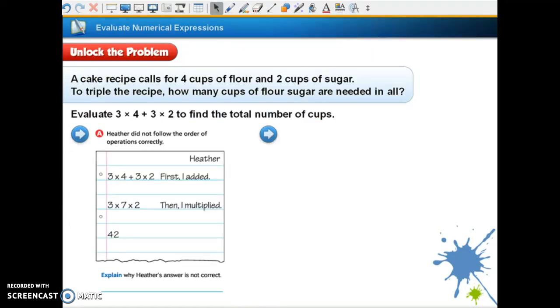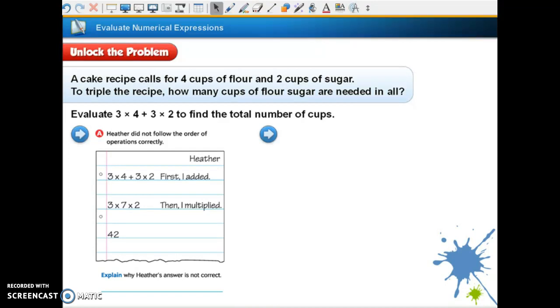Okay, so now we're going to unlock this problem. A cake recipe calls for 4 cups of flour and 2 cups of sugar. To triple the recipe, how many cups of flour and sugar are needed in all? Evaluate 3 times 4 plus 3 times 2 to find the total number of cups.